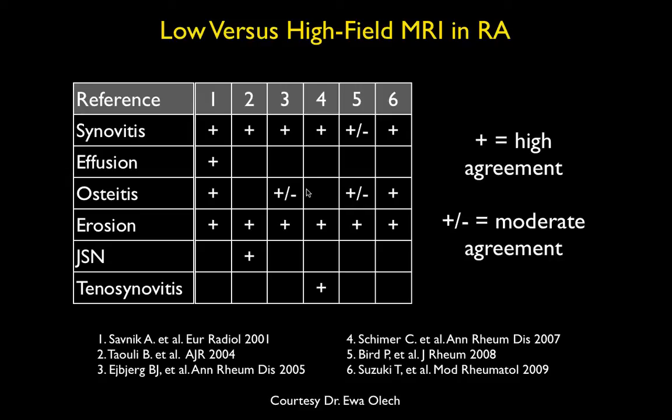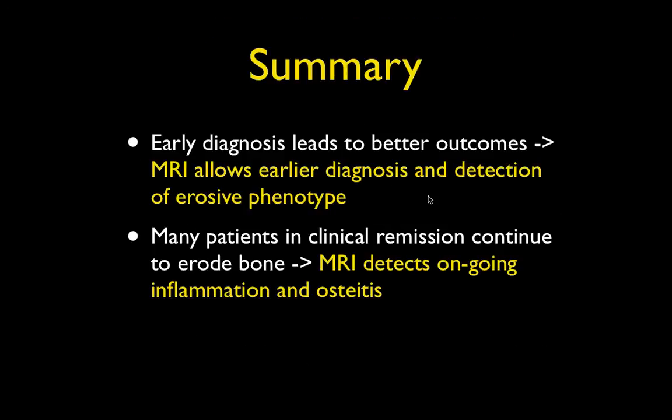For osteitis, overall, both fields are very good, but there's probably a little bit of improved sensitivity at high field because of the increased signal to noise and spatial resolution that we can get with that. And the contrast for some of the more modern sequences you can do at high field, I think, gives better contrast than the STIR, which is what you're typically stuck with at low field. But anyway, field strength isn't really as important as some people try to make it out to be.